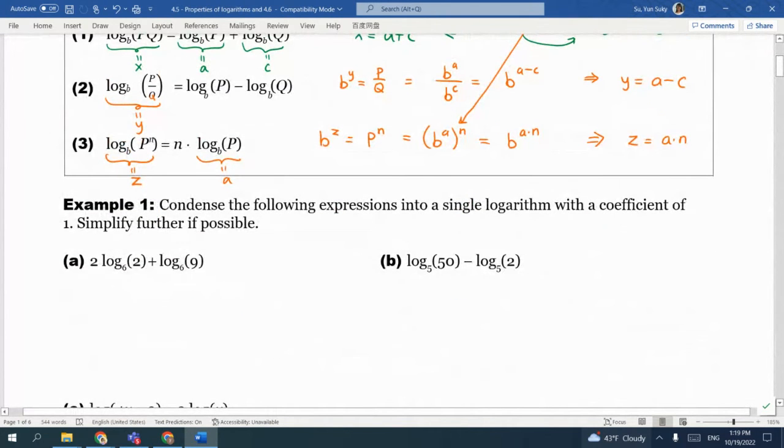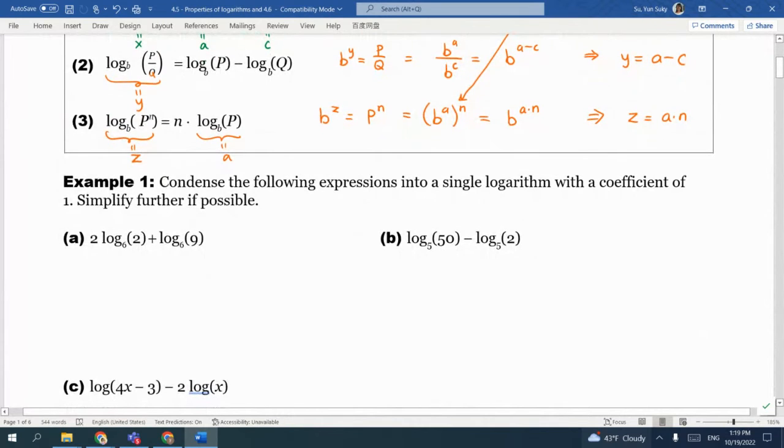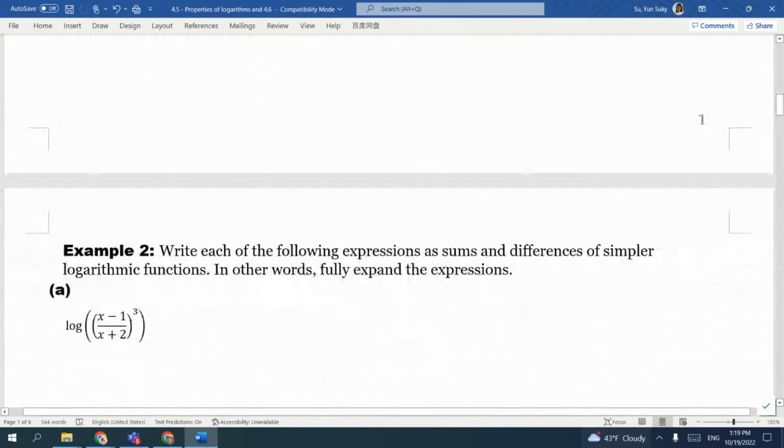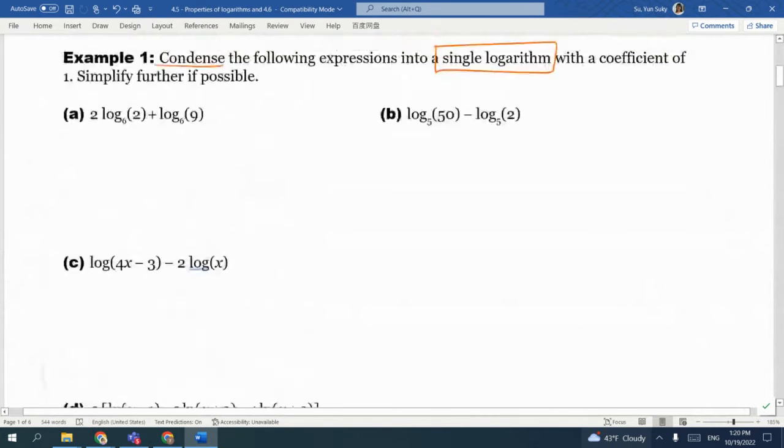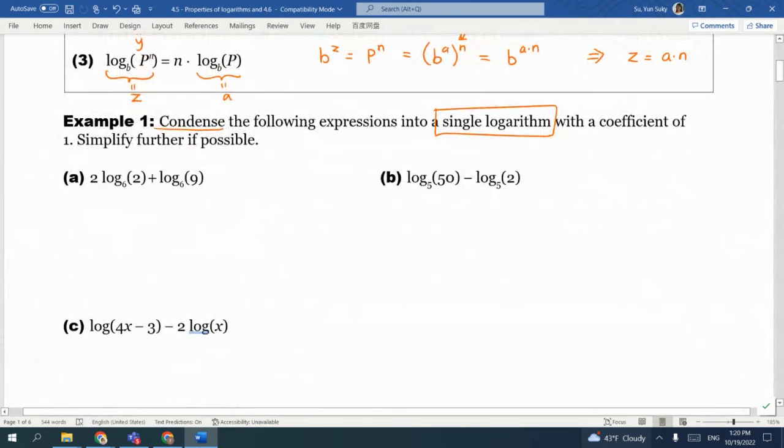Now, how do we use the log rule? Okay, so two main uses. One use is to condense the expressions into a single log with a coefficient of 1. The other way is to expand the single log expressions into the sum or difference of simple log functions. So those are the two main uses of the log properties.